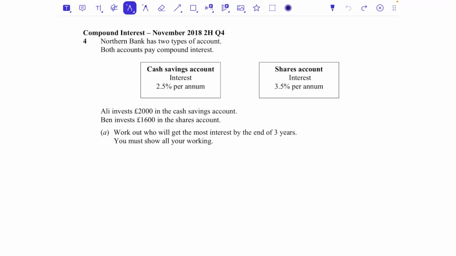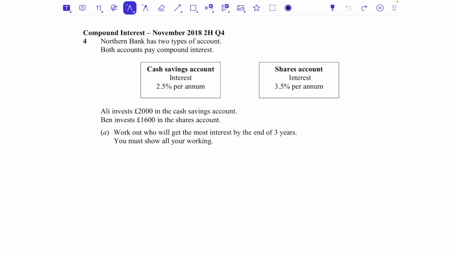So first topic is compound interest. Now this comes up almost every single year. We're expecting it on the calculator paper just because we are going to have to put some of these numbers in our calculator. We're raising decimals to the power of something, so it makes sense it's going to be on the calculator paper. So Northern Bank has two types of account.